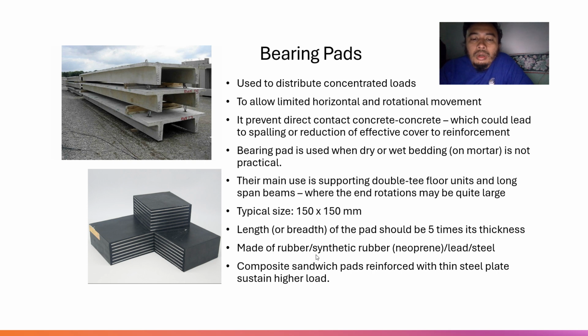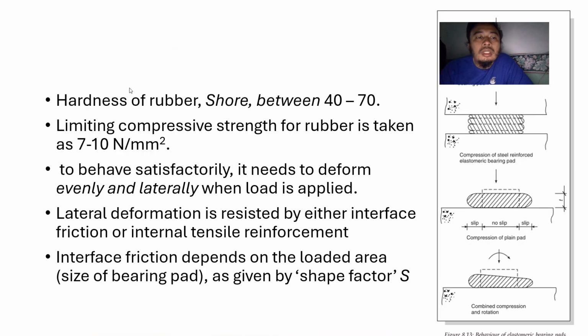It is made of rubber or synthetic rubber, neoprene, or with lead or steel reinforcement. As you can see, there is a steel plate reinforcement inside the synthetic rubber. A composite sandwich pad reinforced with thin steel plate sustains higher load. It will sustain higher loads. The hardness of rubber, the unit is Shore, will be between 40 to 70.